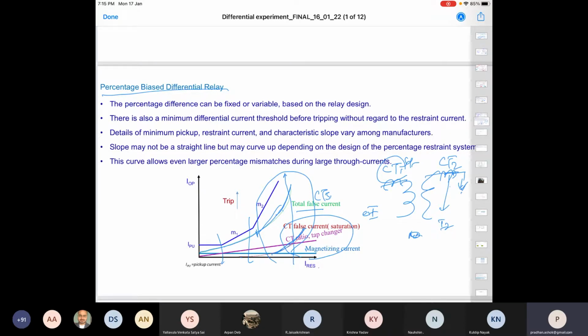Otherwise, differential is a very optimal protection, the very best form of protection. So to avoid that, we take not one slope for a high level of current, we take another slope. This M2 slope is greater than M1, much higher, 0.9, 0.7, 0.8 as compared to M1, 0.3, 0.4, 0.5 kind of thing.